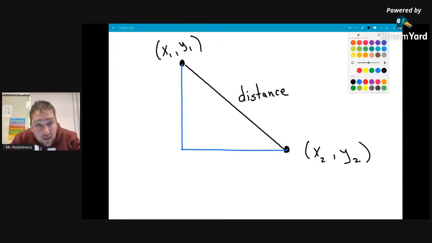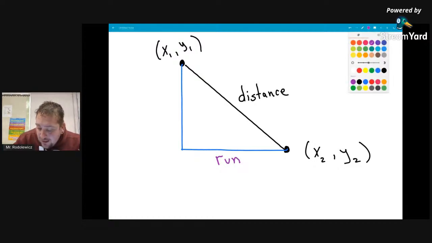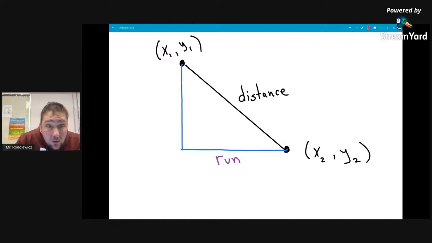And if you've been paying attention, we can associate this bottom leg, the base leg, if you will, as run. And we can associate the other leg, the up and down leg, as the rise. Words that we use in Algebra 1. So it's nice to kind of build on that. So we have rise and run.